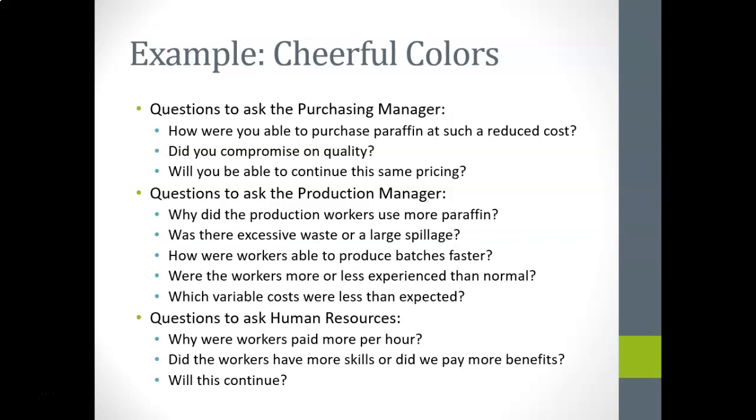Which variable costs were less than expected? So that we might need to take a look at the accounting department for some of that. So the indirect materials and the indirect labor, the production manager is usually in repairs, things like that. The production manager is usually going to be able to give us an answer, but there may be some of those variable costs that we might have to look at the accounting department and see if they can let us know.